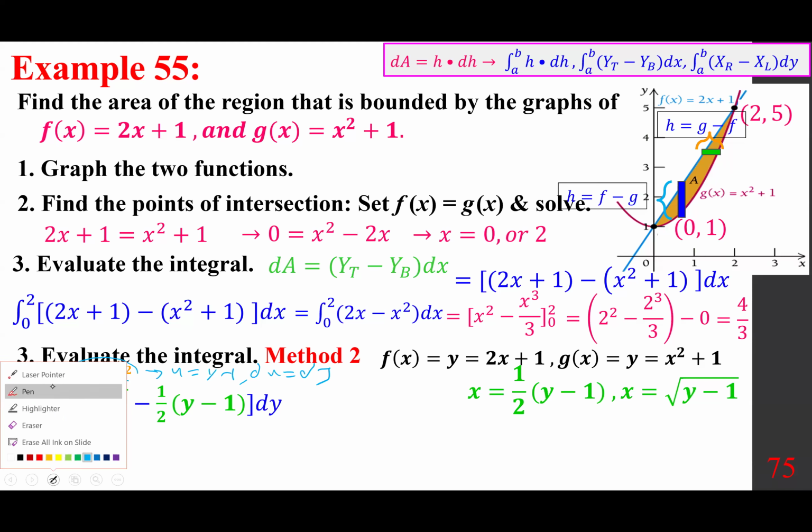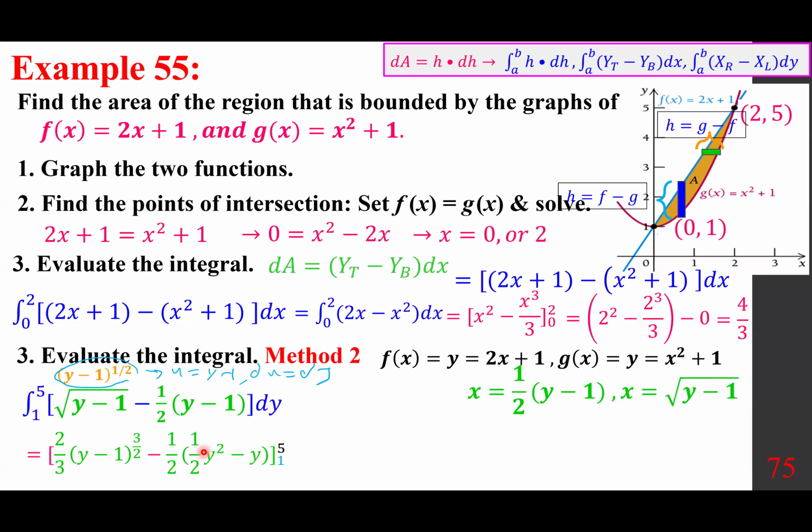And so you're looking at u to the power of 1/2, which is 1/(1/2 + 1), u to the power of 1/2 plus 1, and this becomes 2/3 (y minus 1) to the power of 3/2. This one is 1/2, you keep it, minus 1/2. This is half of y squared. This is minus y from 1 to 5. I hope everybody can do this.